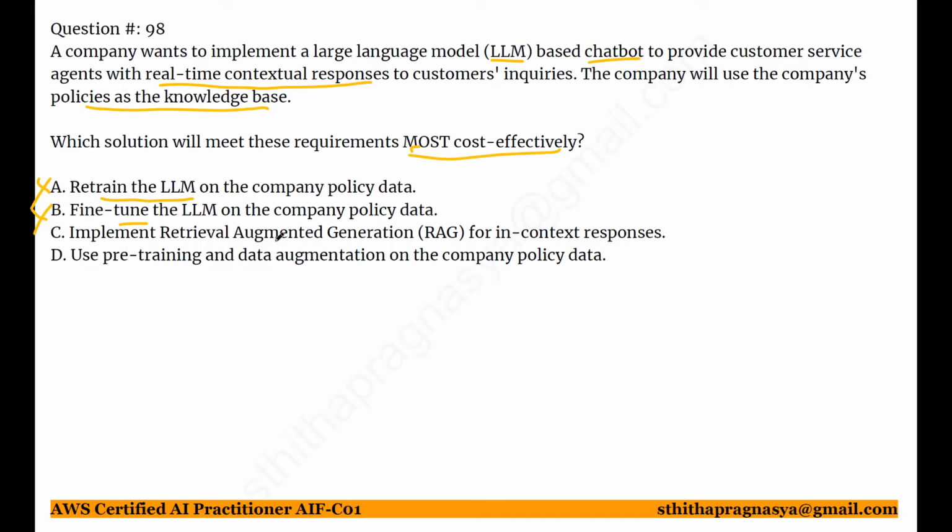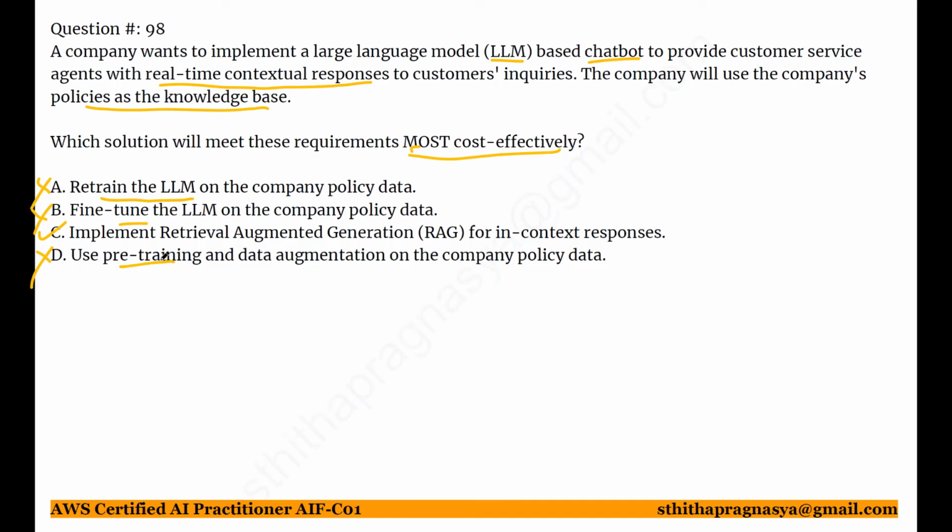RAG, or retrieval augmented generation, combines LLMs with a retrieval mechanism to fetch relevant knowledge, for example the company policies, dynamically at inference time. This method avoids the need for retraining or fine-tuning the LLM, making it highly cost effective. It also ensures flexibility, as the knowledge base can be updated without modifying the LLM. So I think this is the right answer, as RAG balances cost effectiveness, flexibility, and accuracy for contextual responses. So that makes option D incorrect.